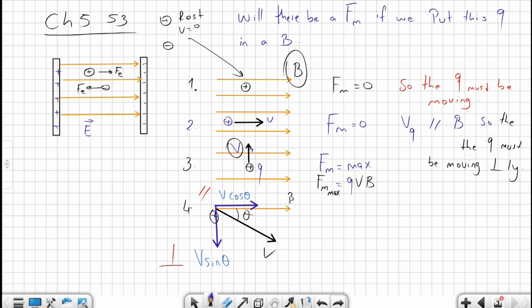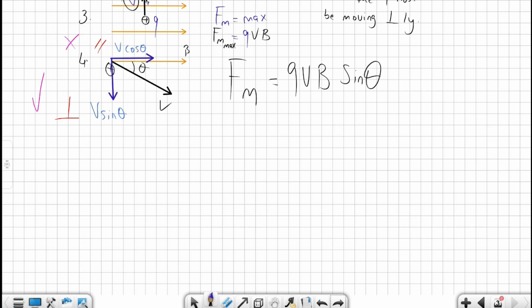So you'll have a magnetic force because of the perpendicular component, and there will be no magnetic force because of the parallel component. So the equation for the magnetic force becomes F = qvB sin theta, where theta is between the magnetic field and the velocity. The unit of magnetic force is Newton, the unit of charge is Coulomb, the unit of velocity is meter per second, and the magnetic field is Tesla.